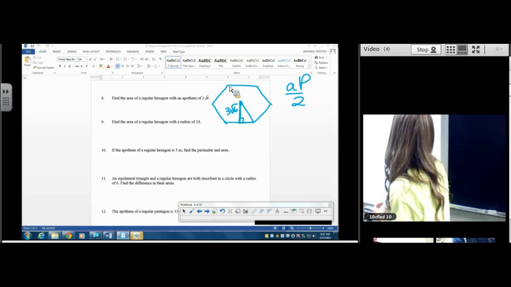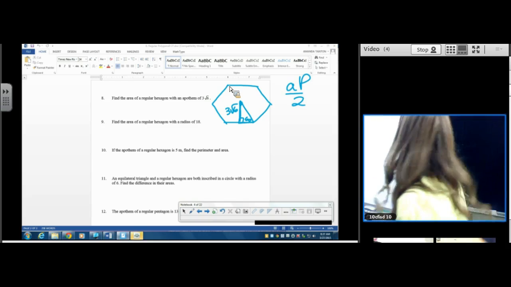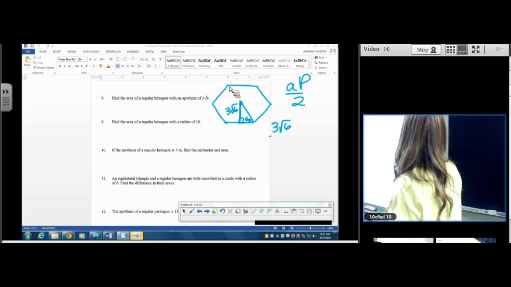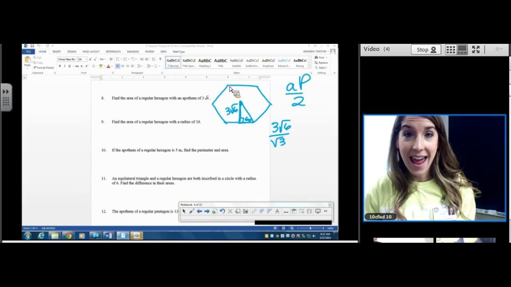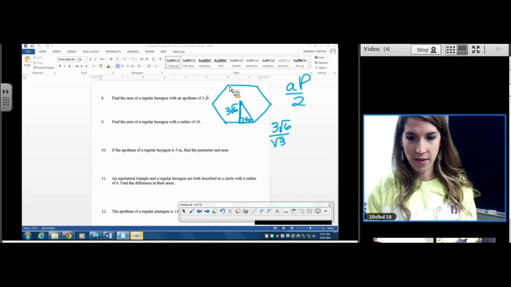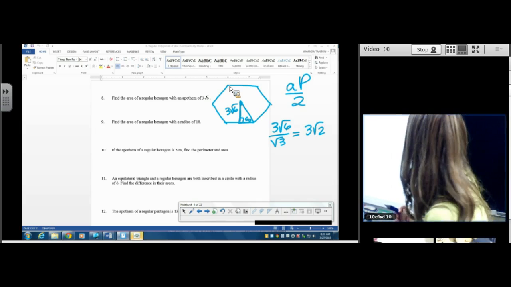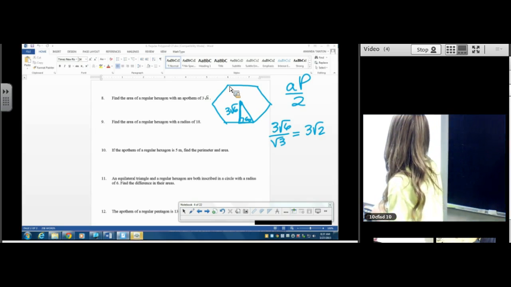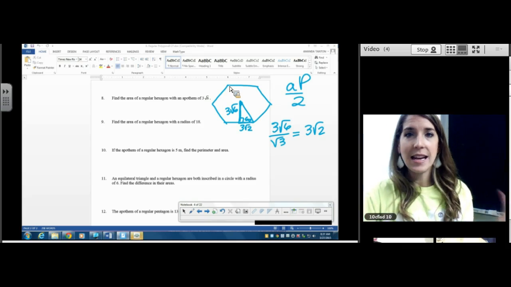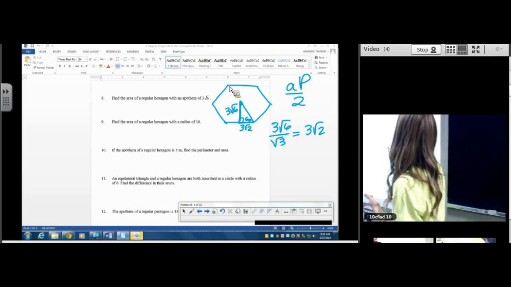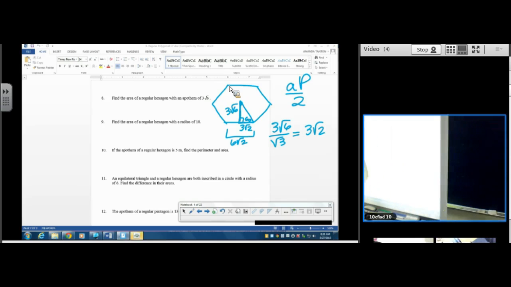So 3√6 is across from 60. So how do you undo x root 3? Well, you divide by √3. Whoa, look, this doesn't happen very often. Those radicands are divisible. 6 is divisible by 3. 6 divided by 3 is 2. So, across from 30, that is 3√2. Is that the side? No, it is not the side. It's only half of the side, so be careful. The side is 6√2. So now we're ready to go to our formula.